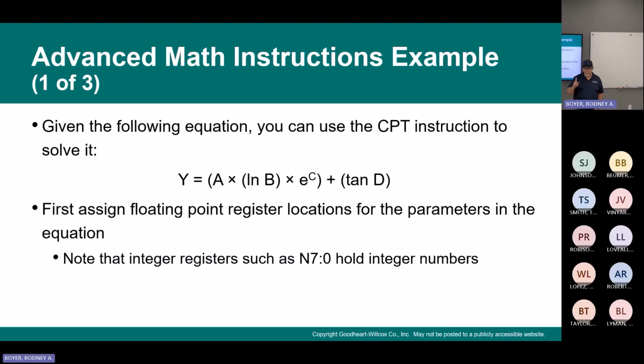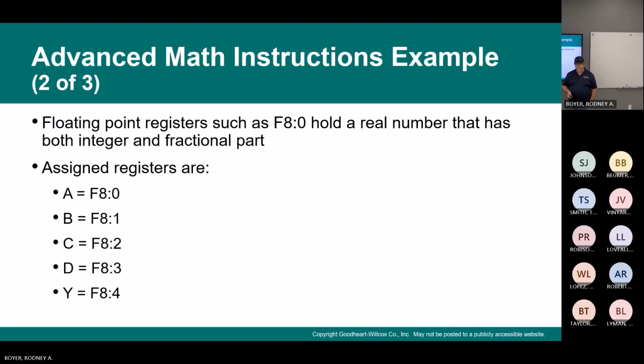Yeah, very important. Note that integer registers such as N7:0 hold integer numbers, which means there is no fractional or decimal part. So if you come up with an answer that has a decimal portion, it'll be truncated. It doesn't even round, it just cuts it off. Floating points, or real numbers, are numbers with decimals.